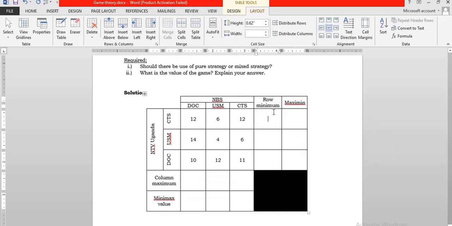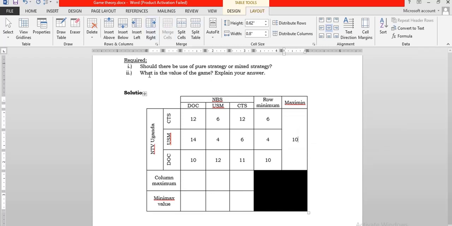Right, so we look at our rows and columns and see what we have. 12, 6, 12, row minimum 6. 12, 4, 6, row minimum 4. 10, 12, 11, row minimum 10. Then what is the maximum of the minimums? It is 10.